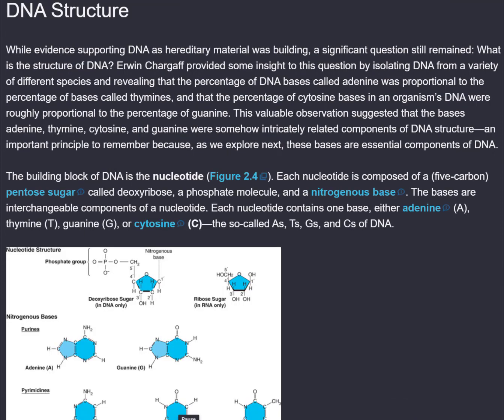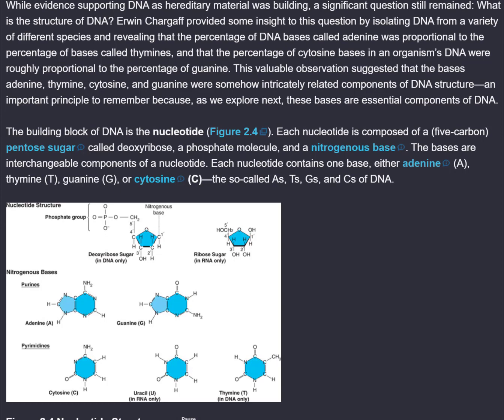DNA structure. While evidence supporting DNA as hereditary material was building, a significant question still remained: what is the structure of DNA? Erwin Chargaff provided some insight to this question by isolating DNA from a variety of different species and revealing that the percentage of DNA bases called adenine was proportional to the percentage of bases called thymine, and that the percentage of cytosine bases in an organism's DNA was roughly proportional to the percentage of guanine.